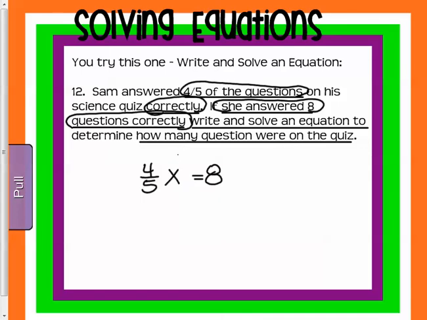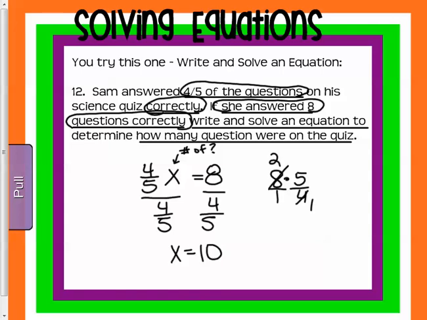So if we take the number of questions on the quiz, and then we multiply it by our 4/5 or our score, we get 8. So we're going to divide by 4/5 on both sides. And when we do that, we can also keep, change, flip, or we can just plug it in our calculator. And the 8 and the 4 simplifies, so we get 10 questions.